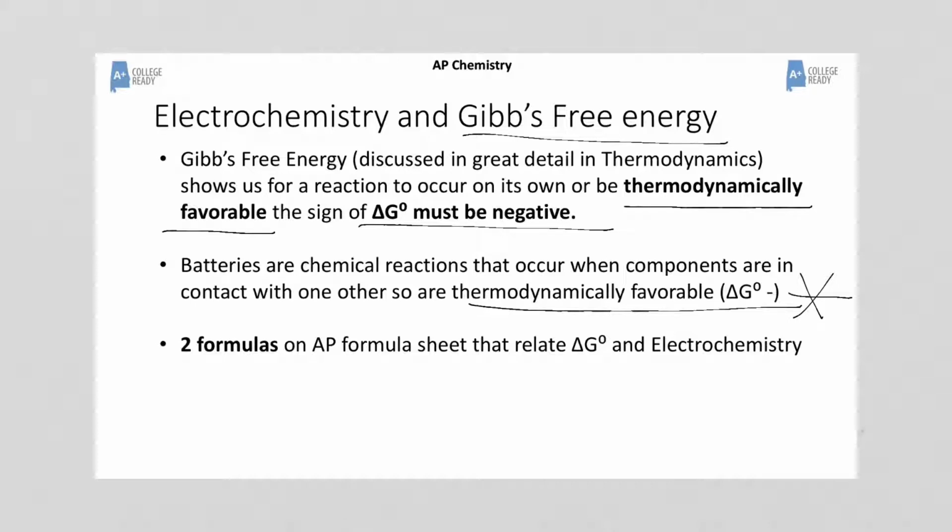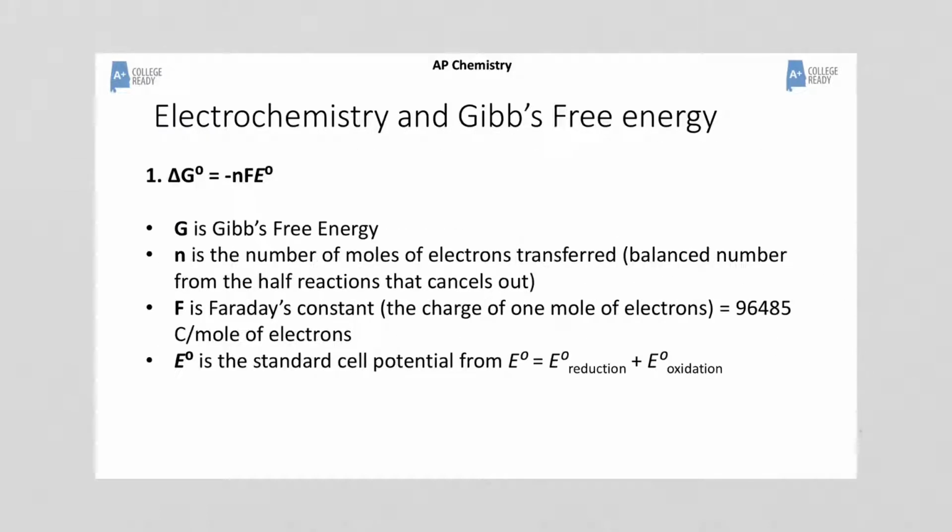Now, there are 2 formulas that deal with delta G that are related to electrochemistry. So we're going to go ahead and look at those, and you'll see why I had the slide about the joules and volts and coulombs in a minute. So here's the first one, and here are all the variables defined. So G is Gibbs free energy. N, we saw it's part of the Nernst equation. You are expected to know that, and all these are defined on the formula sheet as well. N is that number of moles of electrons that are transferred. This is the balanced number from the half reactions that cancels out.